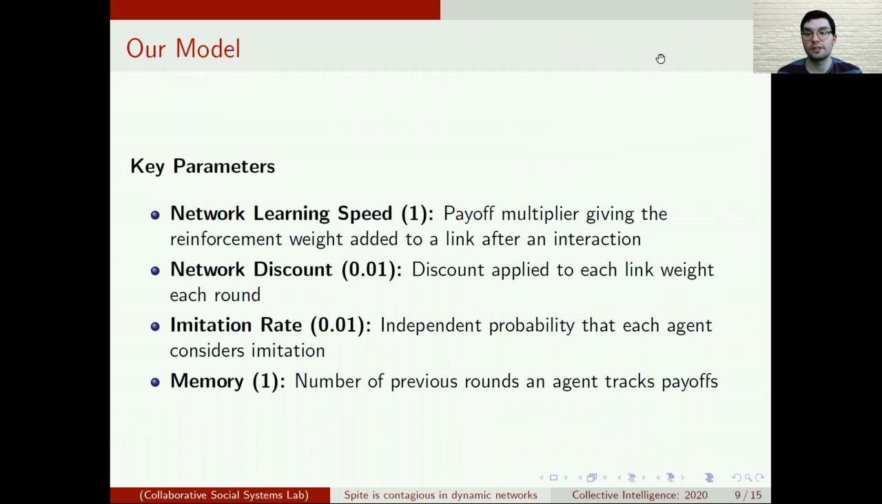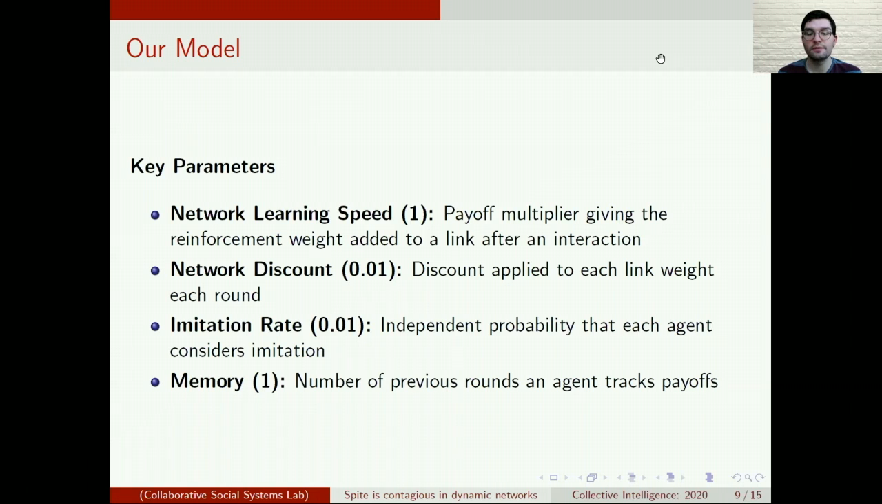The key parameters governing this model are the network learning speed. This is a multiplier to the payoff that would give the value that you then ultimately add to the link weight after each interaction. We kept this standard at 1 throughout our simulations. Network discount is a certain percentage of the link weight that is lost after each round. This represents agent forgetfulness, and this has been shown to be an important thing to include that's realistic for human learning. So we discount 1% of the existing link weights at the end of each round.